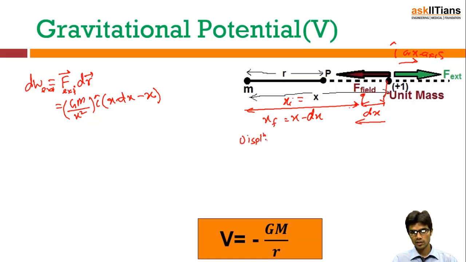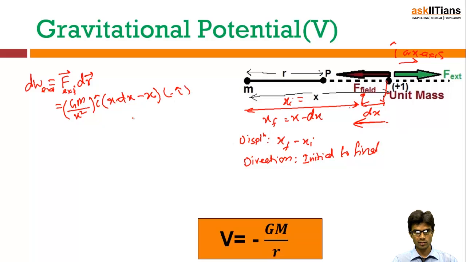What is displacement? Displacement can be written as x final minus x initial, and the direction of displacement will be initial to final. This is the initial position, this is final, so the direction of displacement is minus i cap.